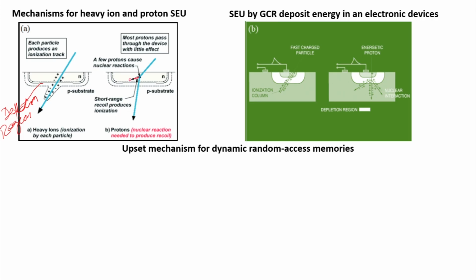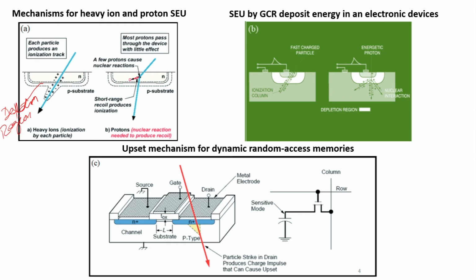Now, we will consider the upset mechanism in a random access memory. Here the memory device is an NMOS, and you see there is an energetic particle which has struck the drain, and this will produce an impulse which can cause the upset. You can consider this a memory bit in this circuit, with gate, source and drain. It can affect the drain here, and because of this there can be a change of state. The switch that is in the off condition can go to the on condition. Of course, this on-off change is a single event upset that can be corrected; it is not a permanent one.